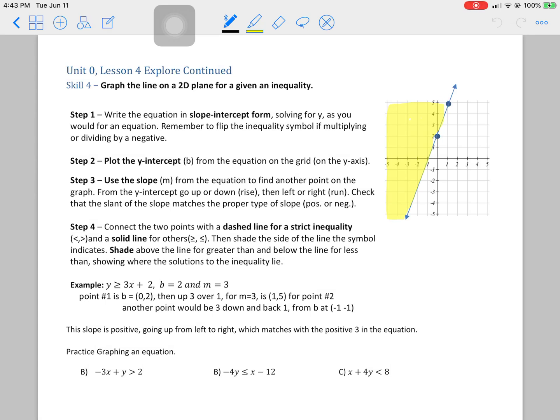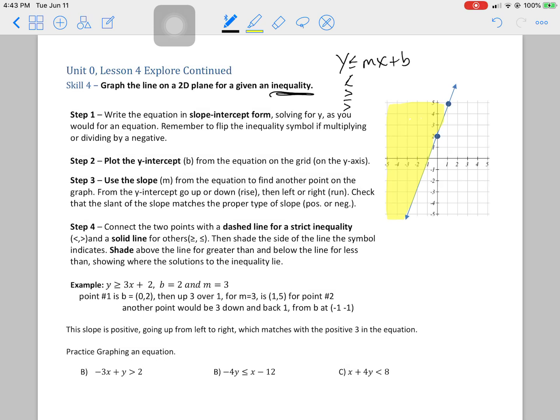All right, the last page, page 4 of lesson 4 for unit 0, is graphing a line on a 2D plane given an inequality. Okay, so we just spent some time graphing when it's an equal sign using y equals mx plus b, all right? The good news when you're doing an inequality is that there are 4 different inequalities it could be.